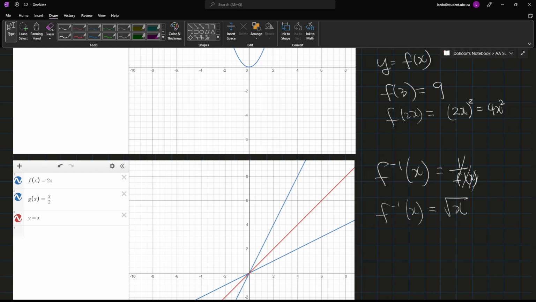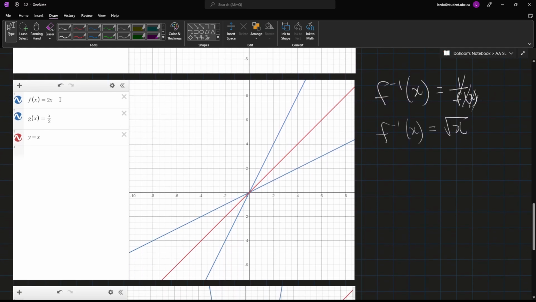Graphically, we can find that the inverse function is a reflection of the original function over the line y equals x. See when I punch in y equals 2x. Then, when I punch in x over 2, it is like a reflection over y equals x. You can see that the first blue line and the second blue line are a reflection over y equals x, the red line.